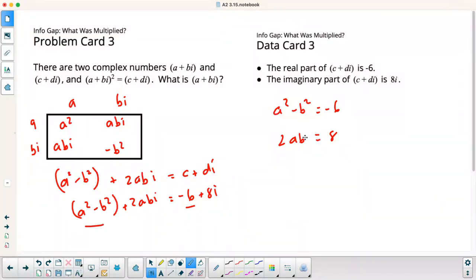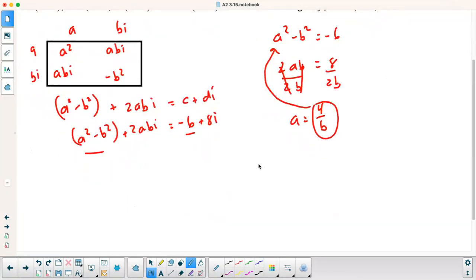Kind of the same thing as the last problem. Let's solve for A or B. So I don't know, let's solve for A. So I'm going to divide by 2b. Cancel b's, cancel the 2's. A equals 4 over b. Sub that in here. So 4 over b, square the whole thing is going to be 16 over b squared minus b squared equals -6.